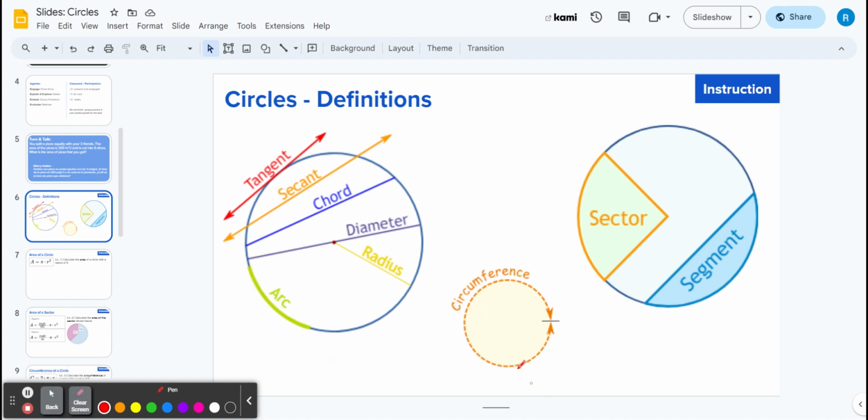Then we also have the circumference, which is our entire perimeter. There are no sides to a circle, so it's a little different than perimeter. It's called the circumference. And finally, sectors and segments. If an arc is the crust of a pizza slice, then a sector is that entire slice of pizza. And sector is going to be the focus later in our notes.